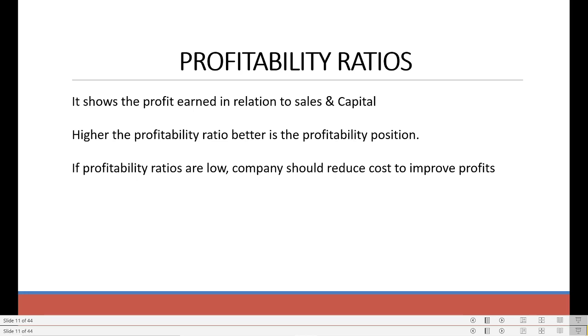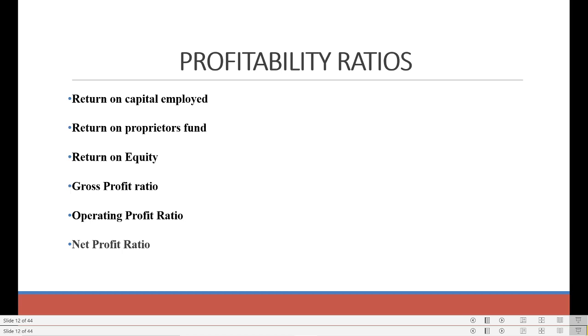Now, what are profitability ratios? These ratios indicate the profitability position of the company. If these ratios are higher, that means the company is in a good position. If these ratios are low, the company has scope for improvement. Either they have to reduce cost or improve their profits more. This ratio indicates the proportion of profit as compared to the sales or as compared to the capital. These are the various ratios included under this category.